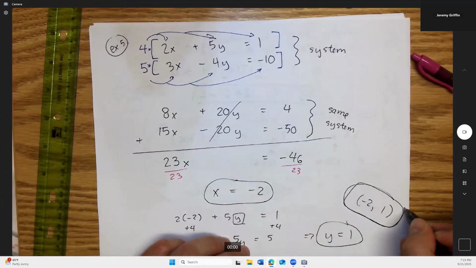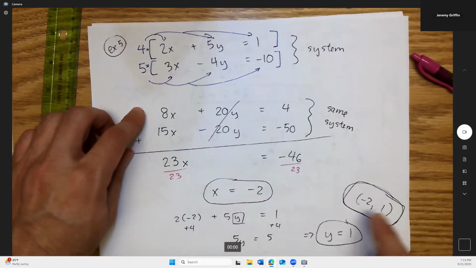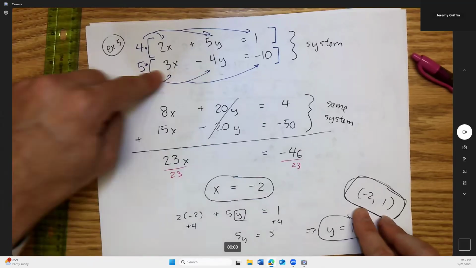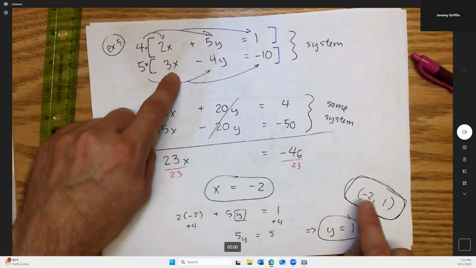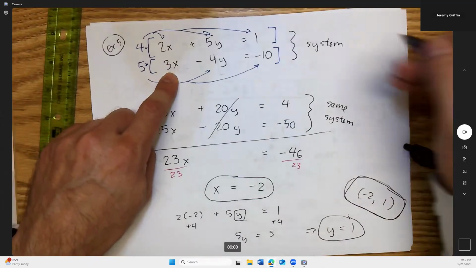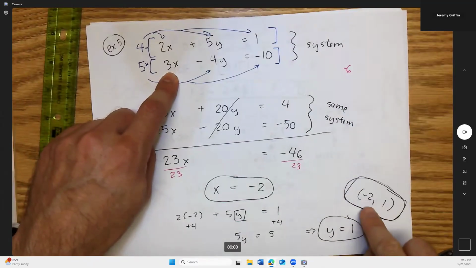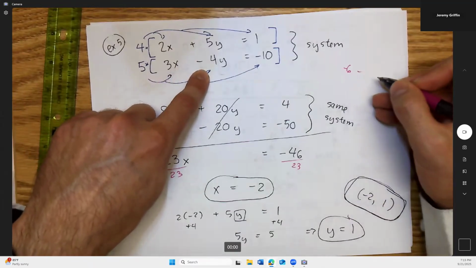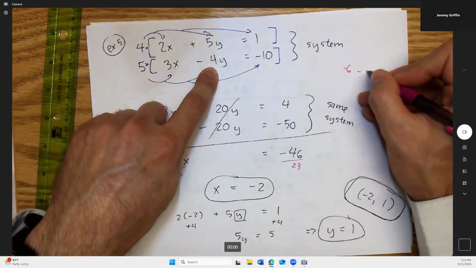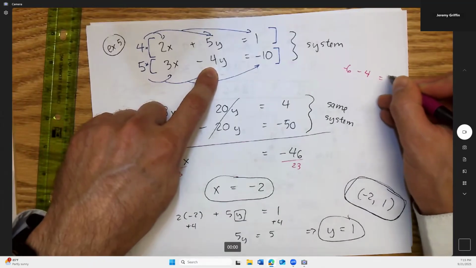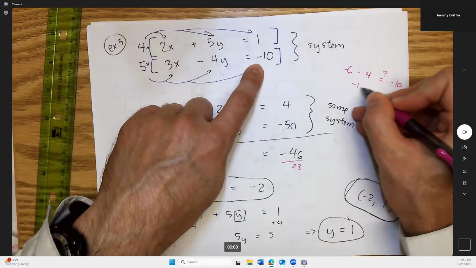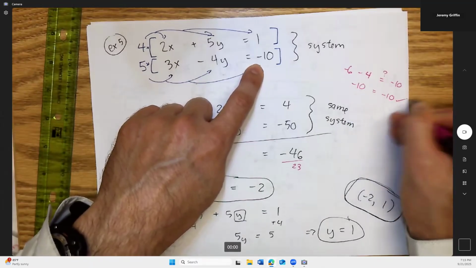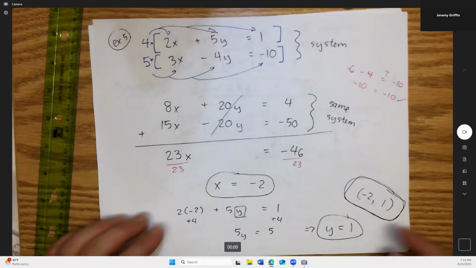I'm going to check my answer a different way this time. What if I instead plug this coordinate into the bottom equation? I should end up with -10. Let's see if I do. So 3 times -2, that's -6. Drop that down. Minus 4 times 1, which is 4. Is that equal to -10? Yeah, it sure is. -10 equals -10. Check. So it works out. Yeah, so it's definitely the answer.